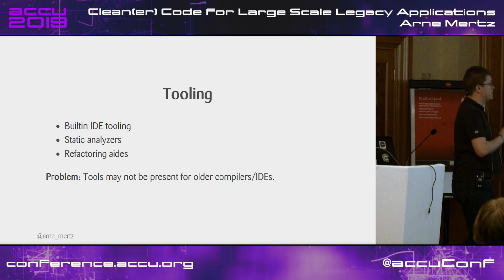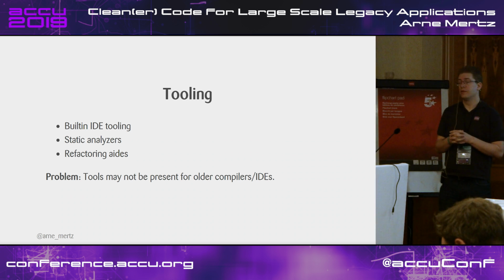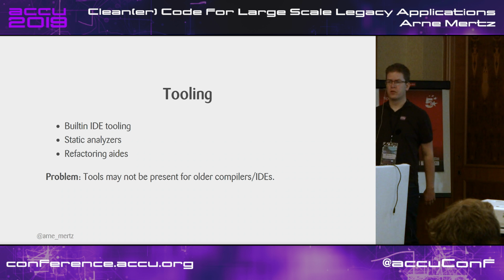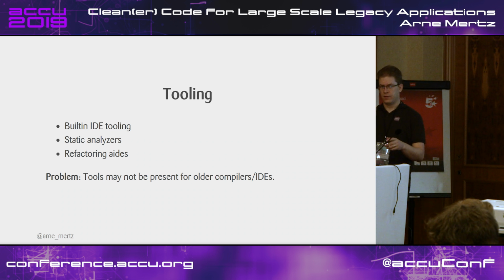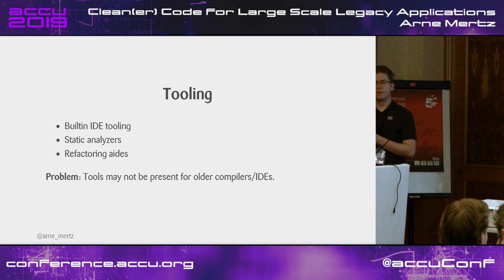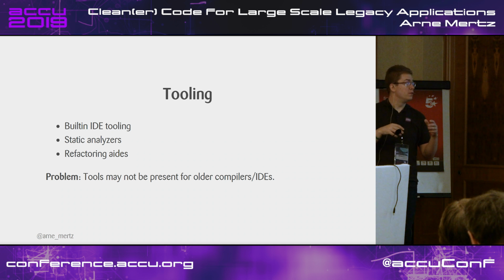What else do we have? We have static analysis that can help us find the usual suspects that look weird, and can fix things like accidental assignments in if conditions and stuff like that. And we can have other refactoring aids that really help us to improve the speed of our refactoring.